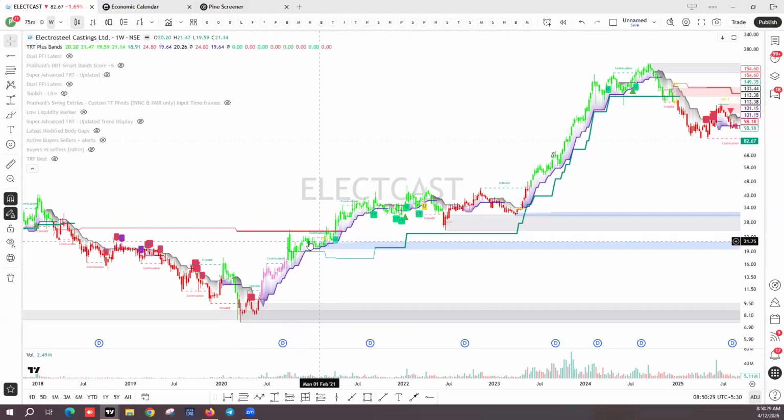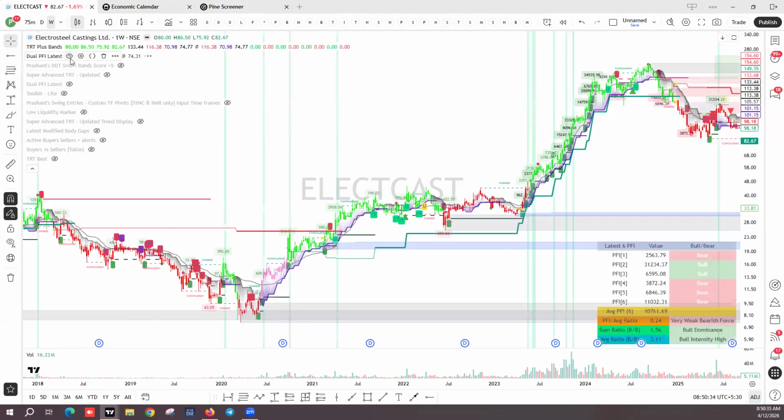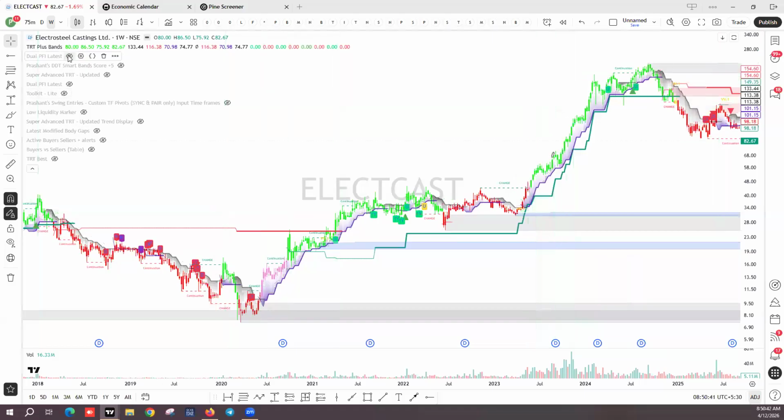So bias is bullish. It is actually neutral bias and trend is up. And how was the PFI? PFI had increased. So we have factors favorable for up move, right? At this time, we had less factors favorable. Here, we had more factors favorable.